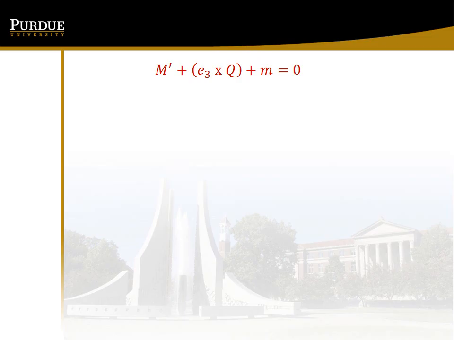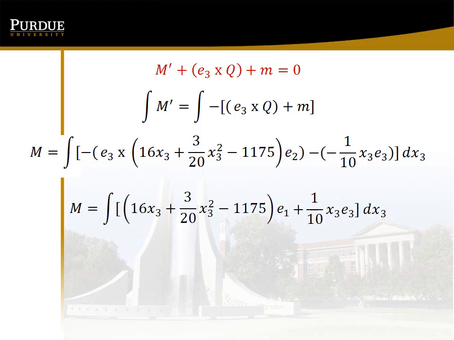Now we have the other equilibrium equation, which helps us find the resultant moment. We've already found the resultant force and the applied moment, so we can use those to solve for our resultant moment. When we put everything but m prime on the right side of the equation and integrate on both sides, we can find our resultant moment, or m. Going through this, we have this mathematical expression. The next step simplifies it. Also note that E3 cross E2 gives us negative E1, but the negatives cancel out if you look at the negative right near the integration symbol.